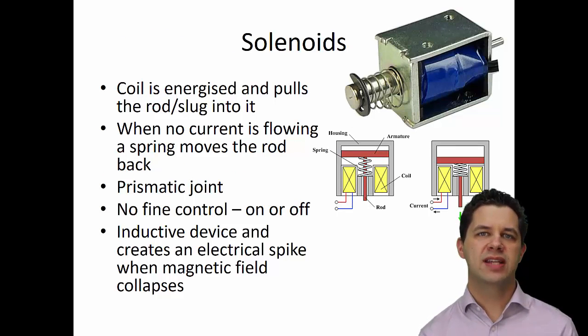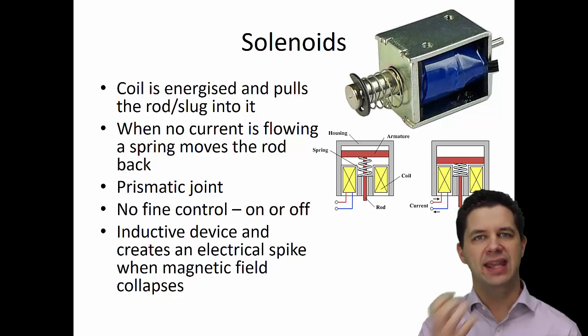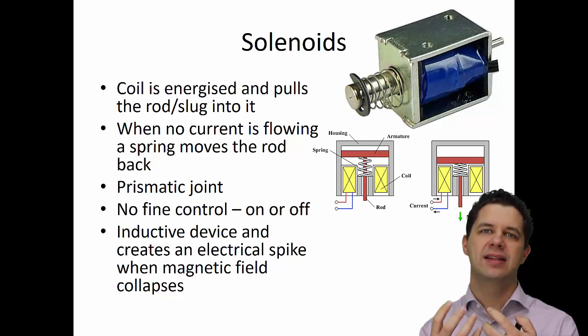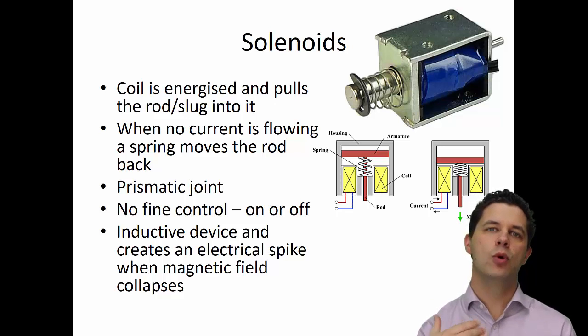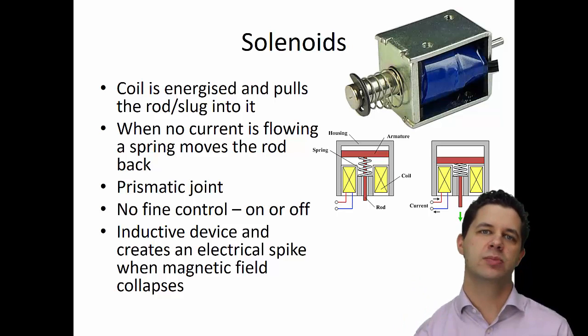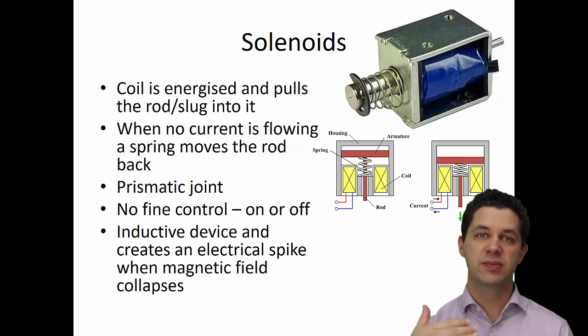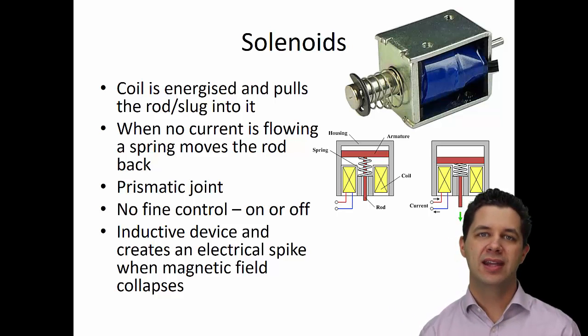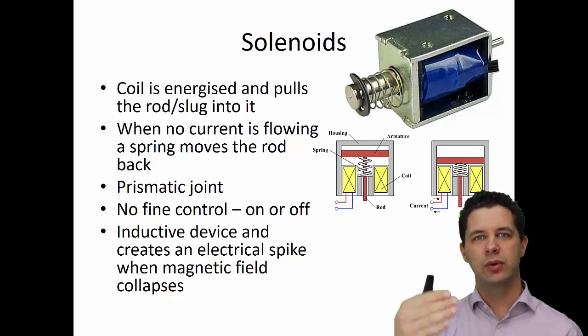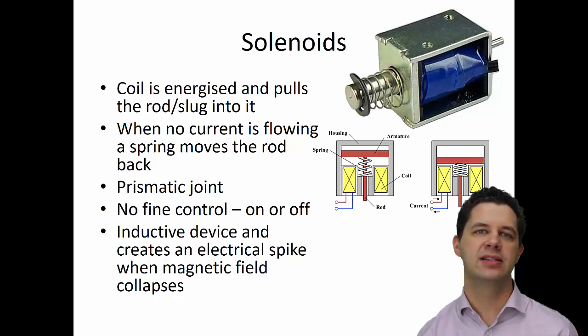Solenoids are essentially electromagnets once again. When we energize a coil, we pull a rod or a slug into that coil. We attract it to itself and it pulls it back. And when we stop energizing the coil, when no current's flowing, a spring will move that back into the place that it was before. So it essentially forms a prismatic joint, a linear joint that we can move in and out. Unfortunately with these we don't have fine control, so it's either on or off, in or out. We can't do it halfway very easily.